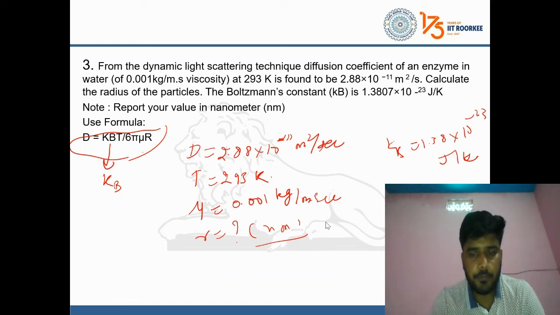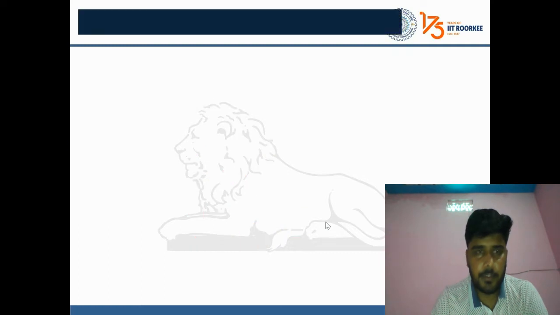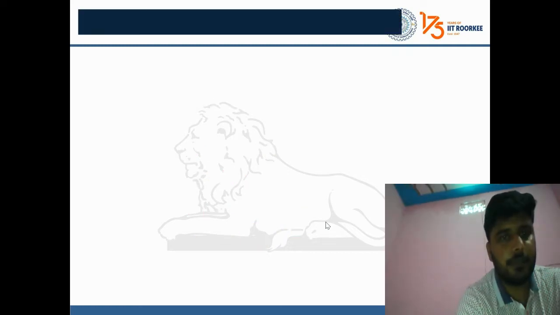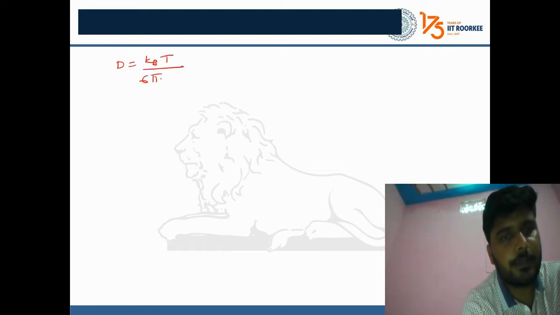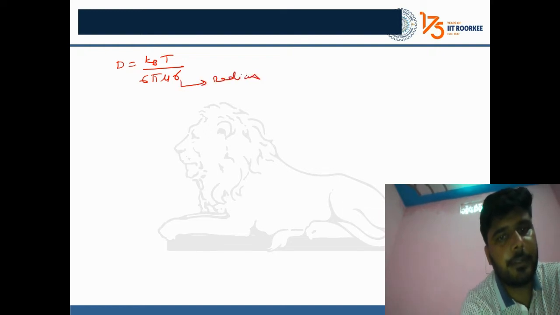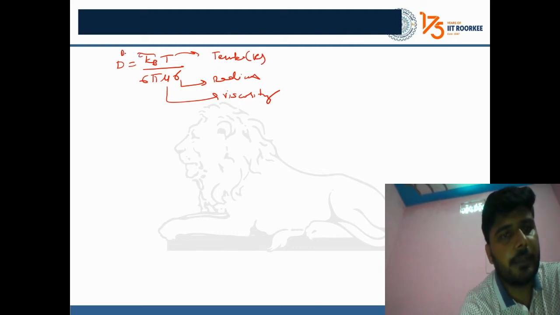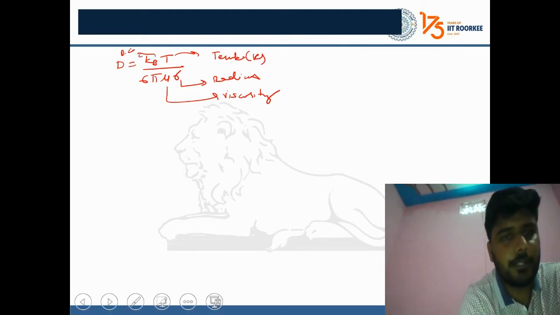Okay, you have to calculate the values. Simply put up. The formula is D = KBT / 6πμr, where r is the radius of the particles, μ is the viscosity, and T is the temperature in Kelvin. Okay, so KB is the Boltzmann constant.